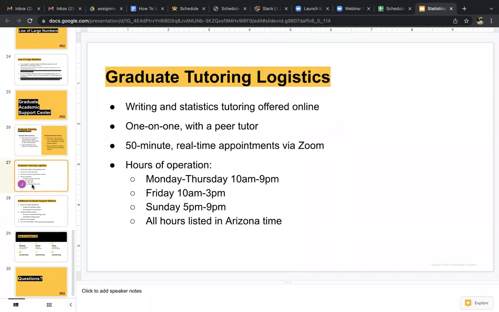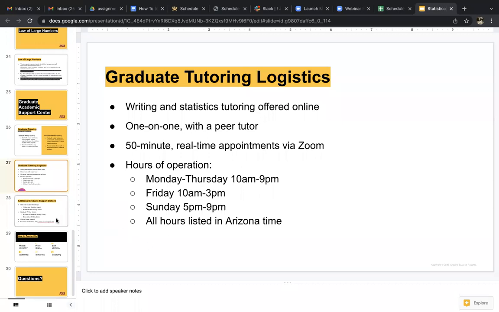Swarali, if you'll proceed to the next slide, I'll talk a little bit about the logistics. All of our grad tutoring is offered solely online. It is one-on-one with a peer tutor, someone who is also in a graduate program. They're all 50-minute appointments live via Zoom. Our hours are all in Arizona time: Monday through Thursday, 10 a.m. to 9 p.m., Friday, 10 a.m. to 3 p.m., and Sunday, 5 to 9.